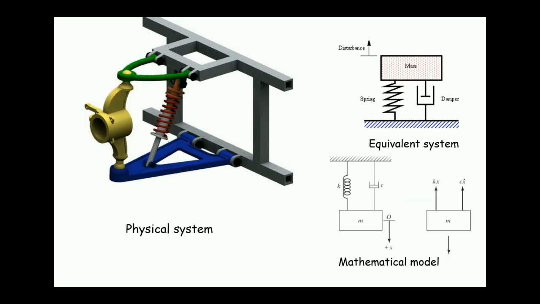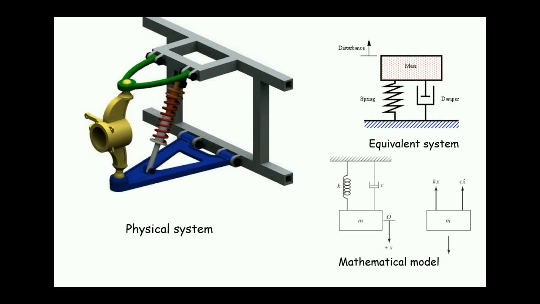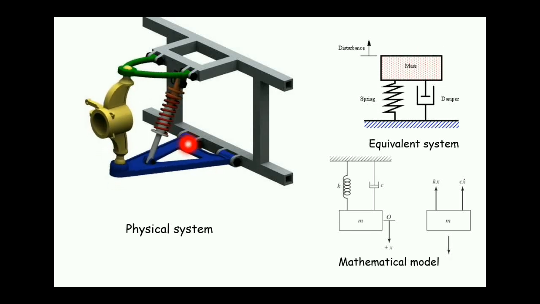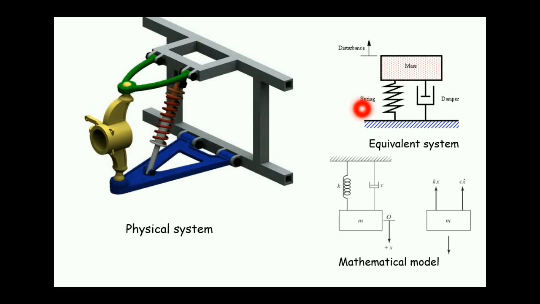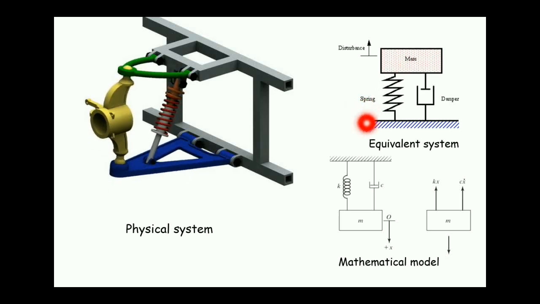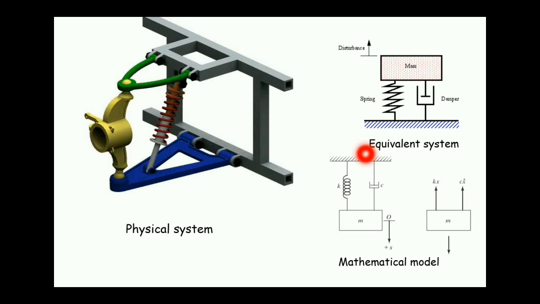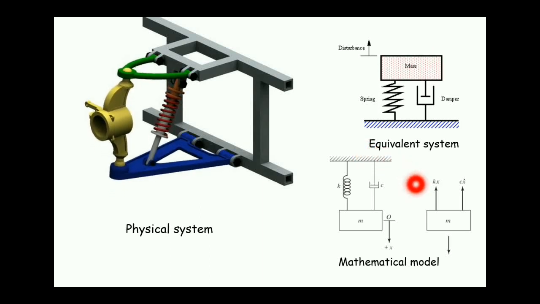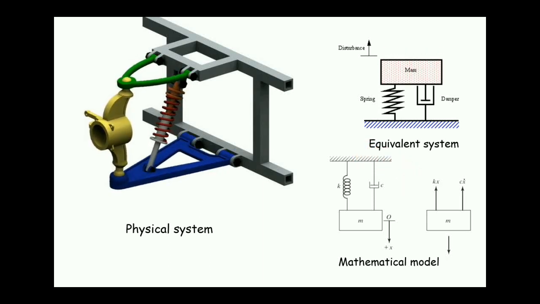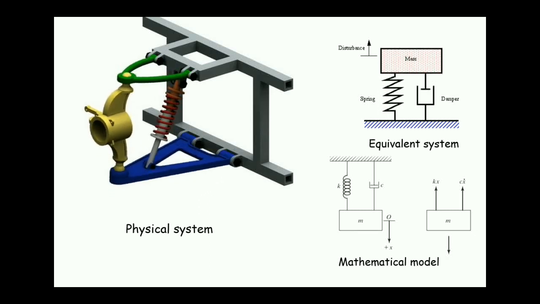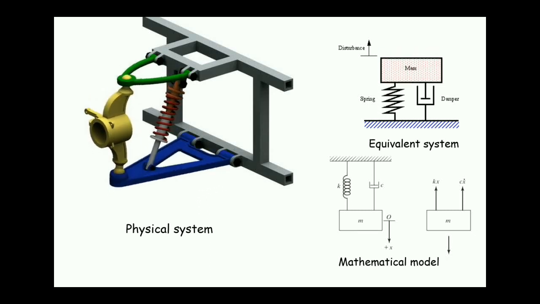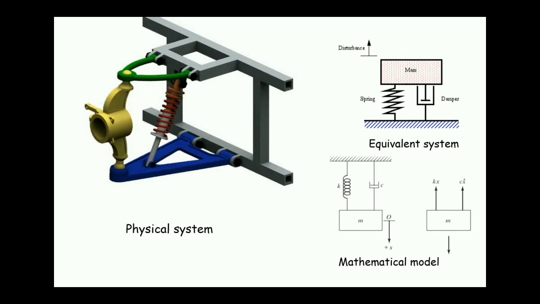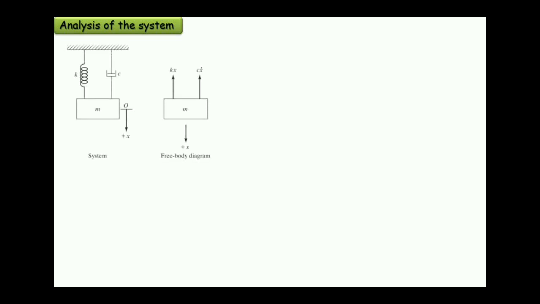So this is how we convert a real life problem into its equivalent spring mass system, and further the mathematical model of this particular system and then its free body diagram, in order to find the generalized solution for the differential equation which we are going to derive. So let us analyze this system. This is the system and its free body diagram.